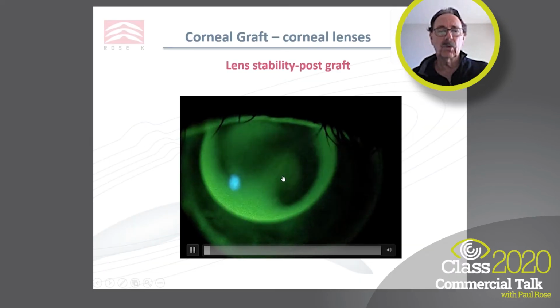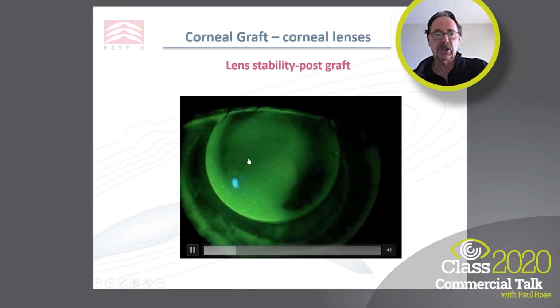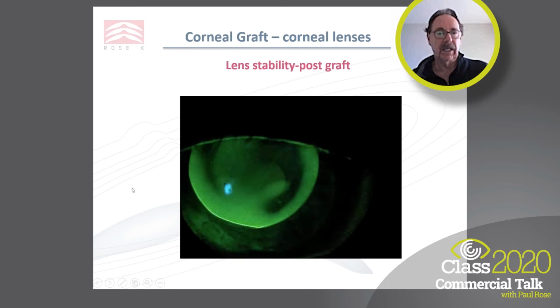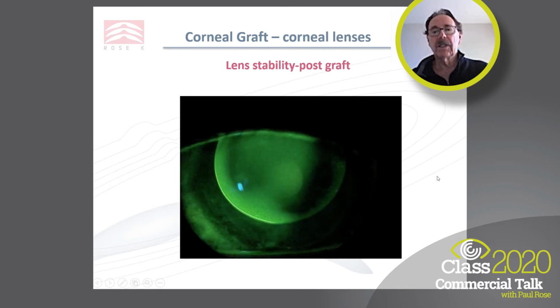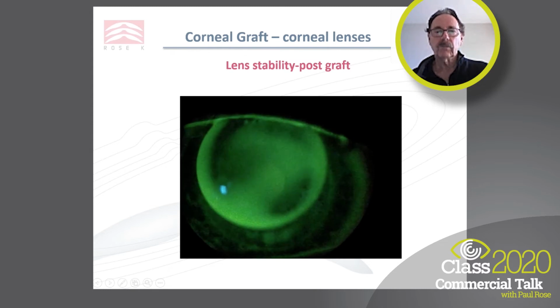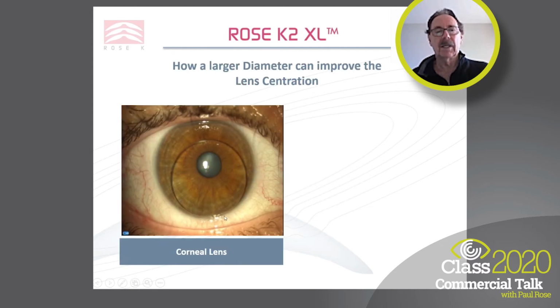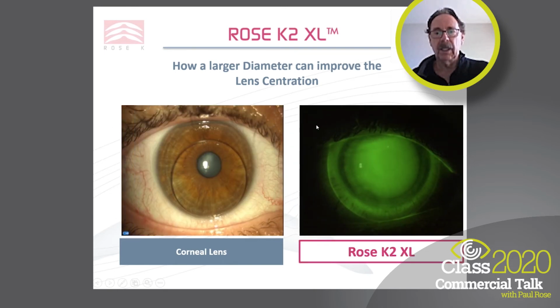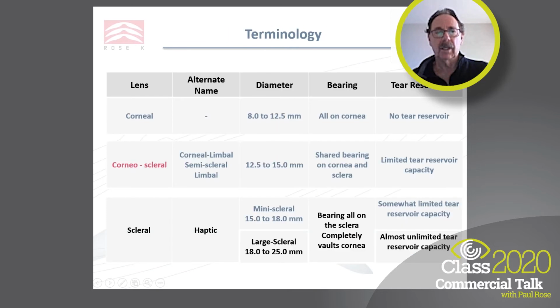And sometimes, even if you get a good fit, central position, this is a post-graft Rose K, the patient looks sideways and the lens mislocates. So stability can certainly be a problem with some post-graft fittings. Also, in some cases, because of the lid position, where you have a very low bottom lid, you can have difficulty getting a corneal lens to locate, and simply going to a larger lens like XL, you can immediately improve that centration, as you see here.